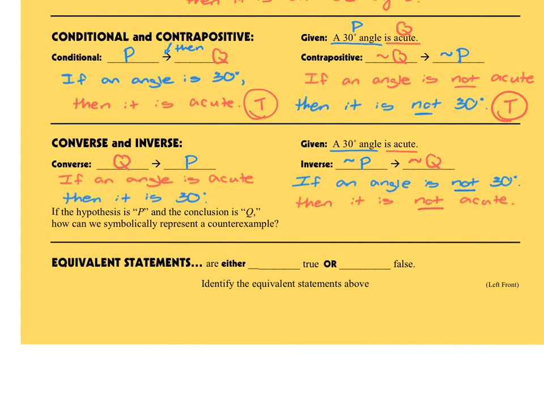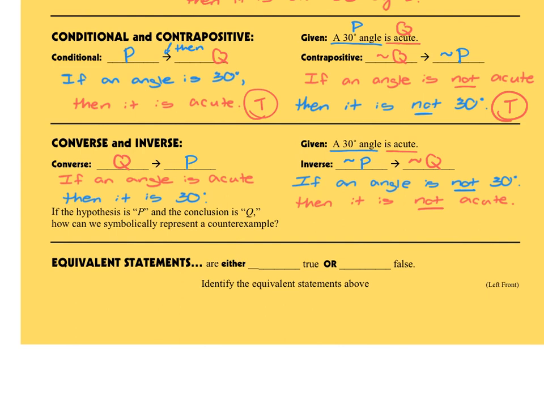So before I go any farther on this, what I want you to know is that the conditional is this symbolically, P then Q. The contrapositive is this symbolically, negation of Q, then negation of P. The converse is Q, then P. The inverse negates them but keeps their order the same. That is important for you to know.